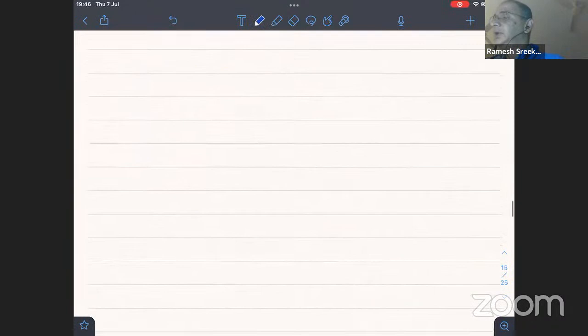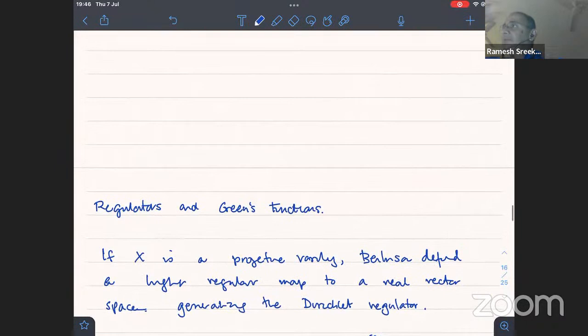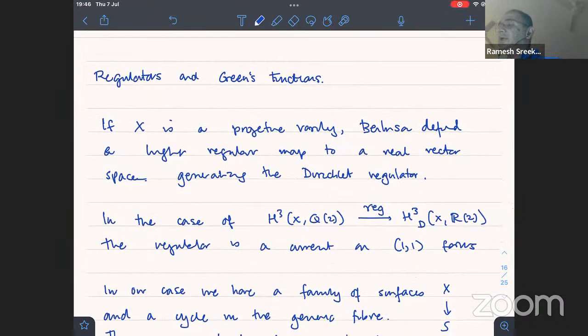So now we'll connect this with some other stuff, which is at first seemingly unrelated, which is Green's functions and Gross-Zagier. Okay, so if X is a projective variety, Beilinson defined a higher regulator map to a real vector space generalizing the Dirichlet regulator. So the Dirichlet regulator is log of the absolute value of a, or something like that.